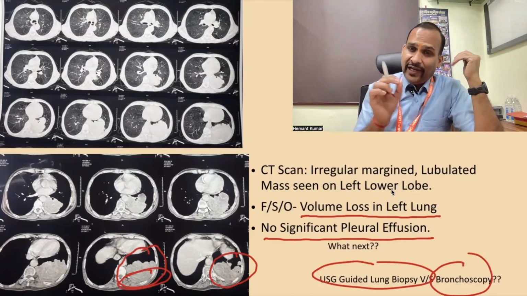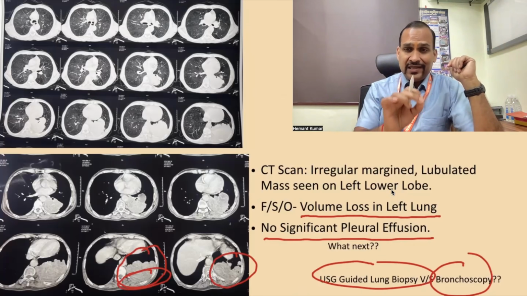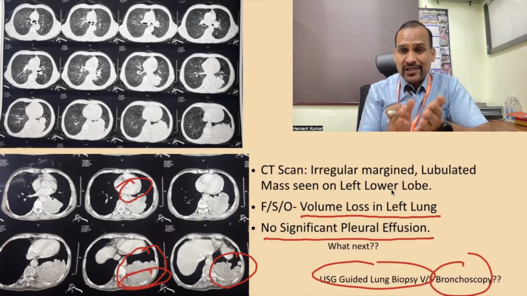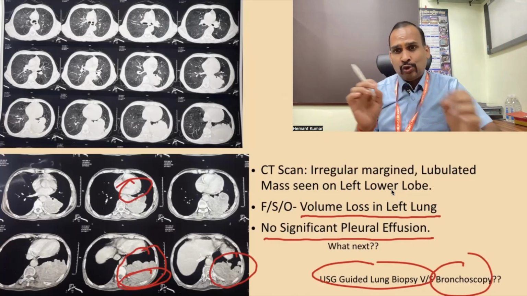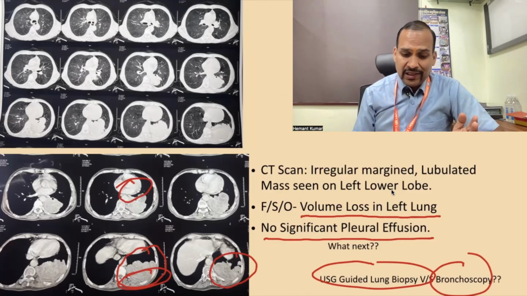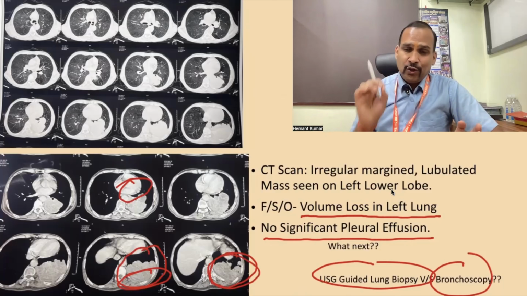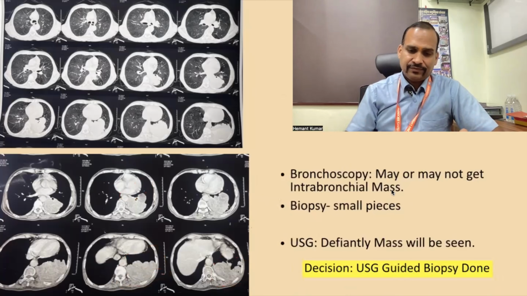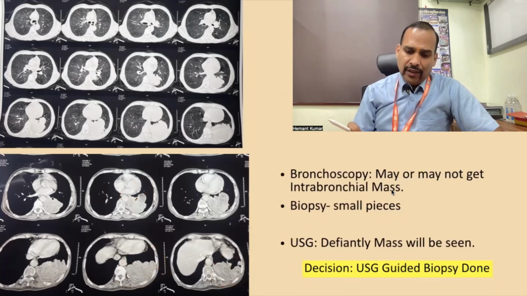Okay, if any opacity is in the central part without touching the periphery, then bronchoscopy is the diagnostic procedure for that patient. In our patient, the opacity is touching the periphery. So in my opinion, ultrasound guided biopsy is more preferable. Okay, so we have done ultrasound guided biopsy.